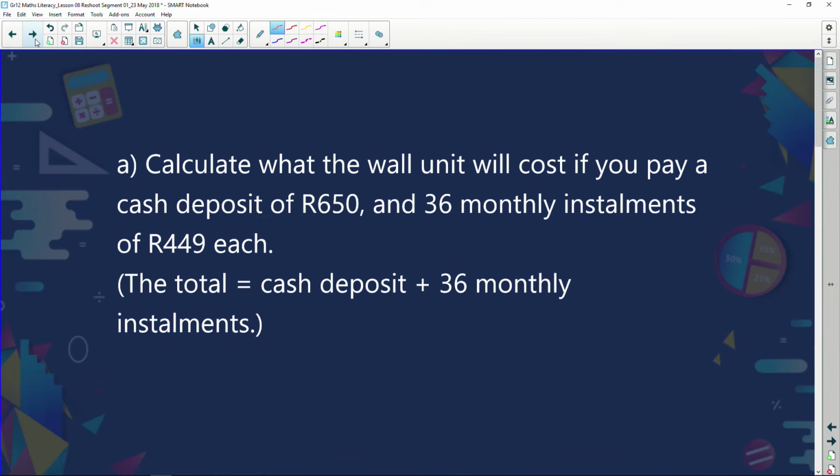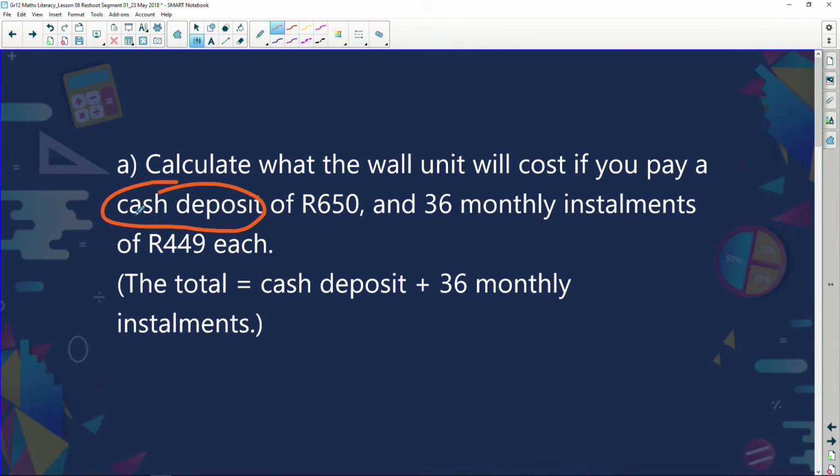Okay, let's just talk about this thing called a cash deposit. Normally the guy in the shop will say, "You can take this fridge," and you're like, "Oh, that's great, but hold on. I've got to know that you're serious about this. And in order to know whether you're serious or not, I need a little bit of money from you." And we call that a deposit. So I say, "Listen, I don't have 6,000, but here is 800 Rand. That shows you I mean business." So they take the 800 Rand, and then they work out the rest of the money that you owe them, and you can pay them back over the 36 months.